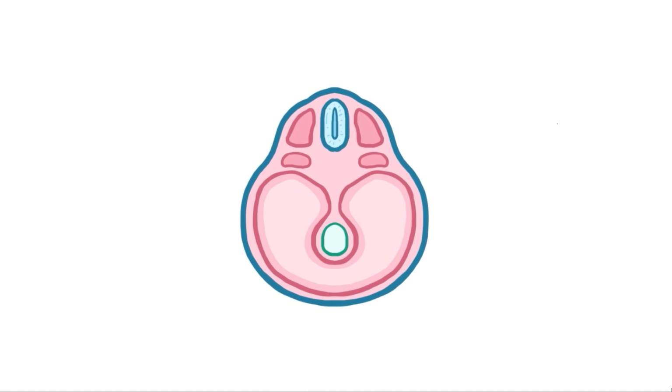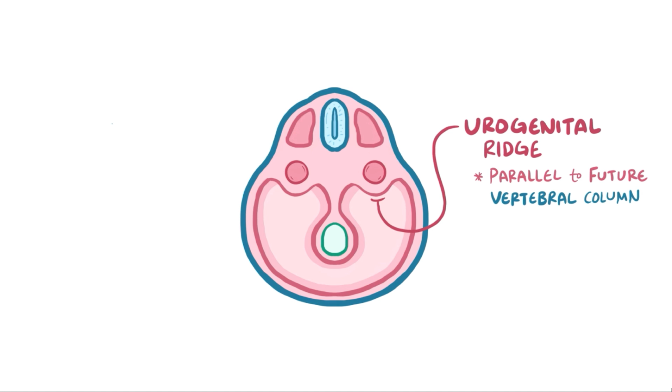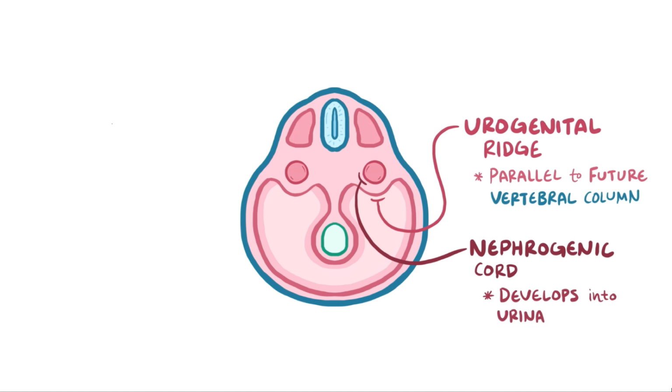The intermediate mesoderm on either side of the embryo condenses to form a cylindrical structure called the urogenital ridge. This ridge runs parallel to the embryo's future vertebral column, and it gives rise to both the urinary and the genital systems. The portion of the urogenital ridge called the nephrogenic cord is what develops into the urinary structures.